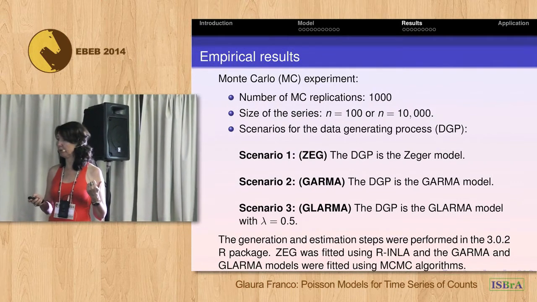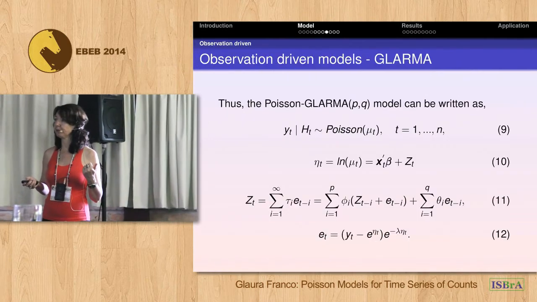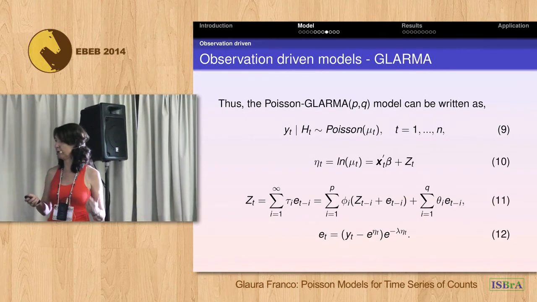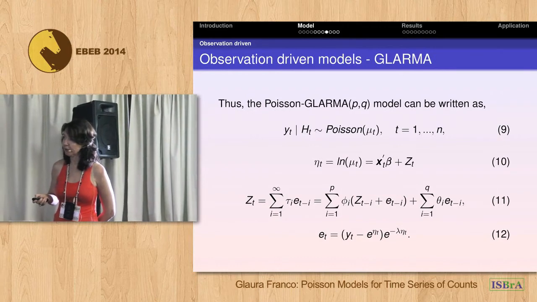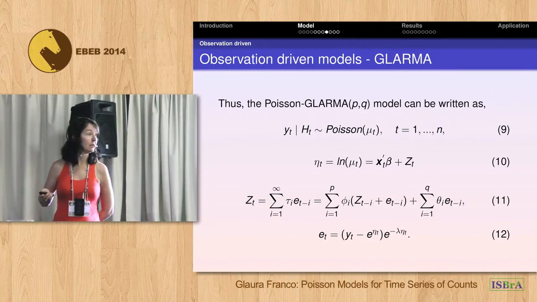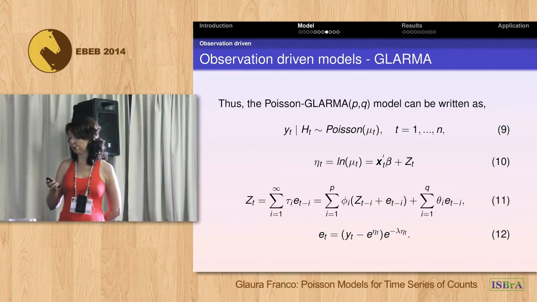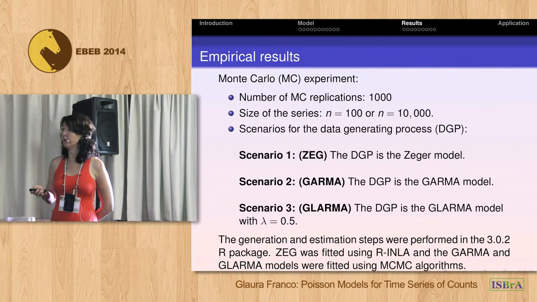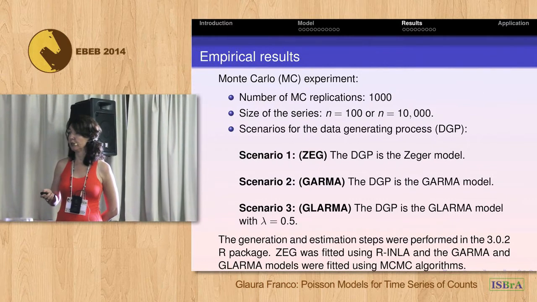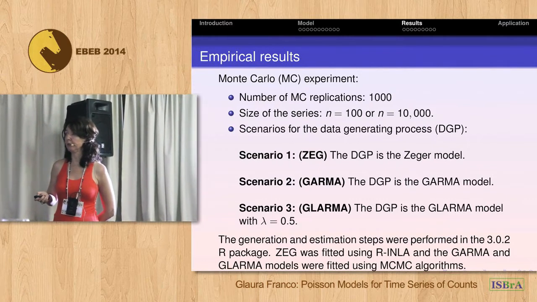And the GARMA model, I forgot this. We have this parameter lambda here, which is a bit complicated in this model. It complicates very much the maximization of the likelihood here. We just set it equal to 0.5.